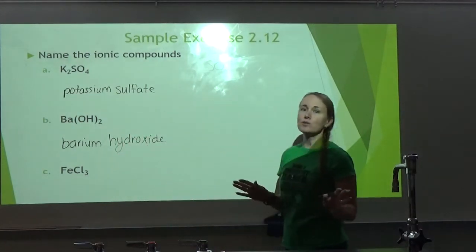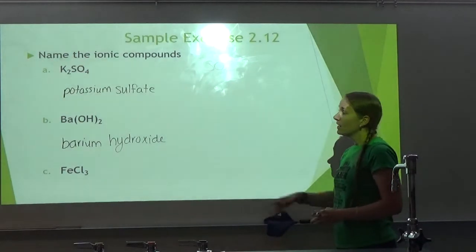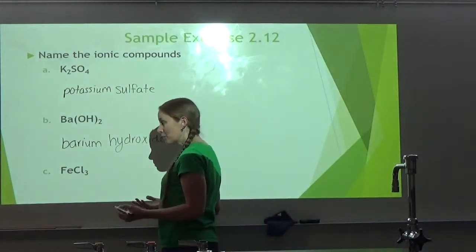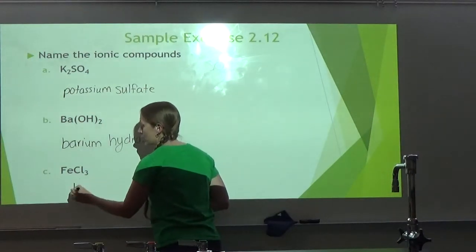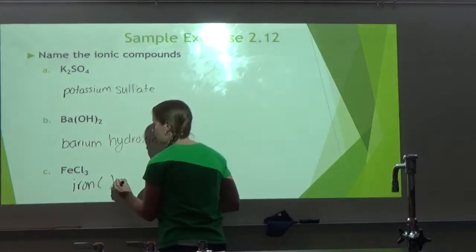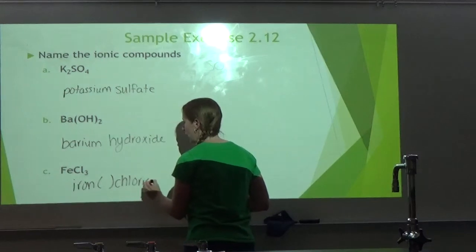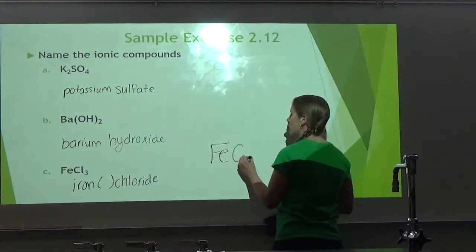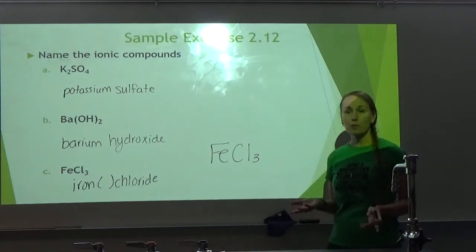So for regular metals, we do not need a Roman numeral. Then for our next one, we have Fe. Fe is a transition metal, so we do need the Roman numeral. Fe is iron. I'm going to call Cl chloride because we need that ide ending. Let's just look real quick as a reminder of how to figure out the Roman numeral.